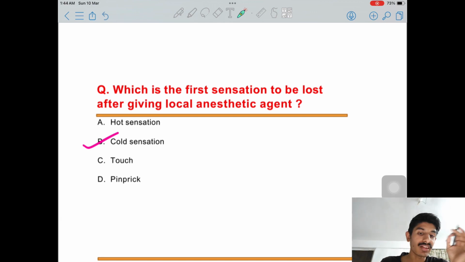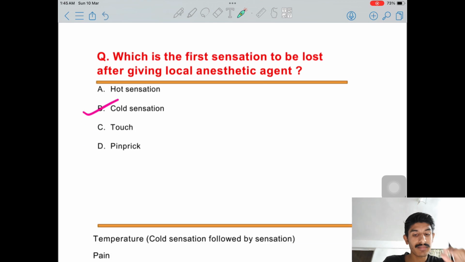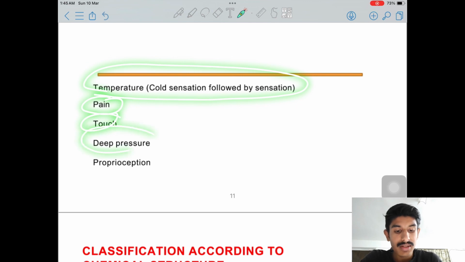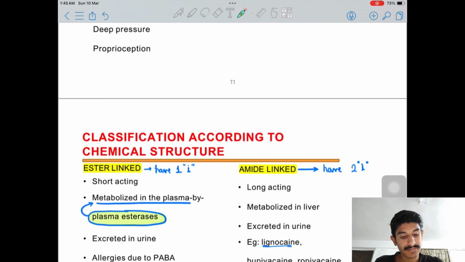Which is the first sensation lost during local anesthetic? Cold sensation. So whenever you take local anesthetic, the first thing is you will not feel any cold on that hand or the leg or the body part, whichever body part you are taking. So first temperature loss is there, cold, then pain will be lost, touch, deep pressure, and proprioception. So this is the order in which you will lose sensation by taking the local anesthetic.